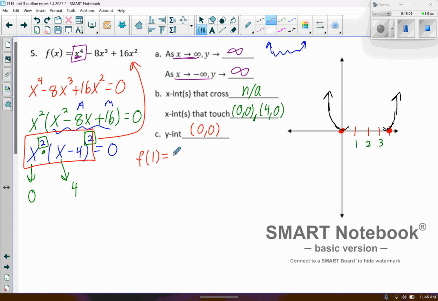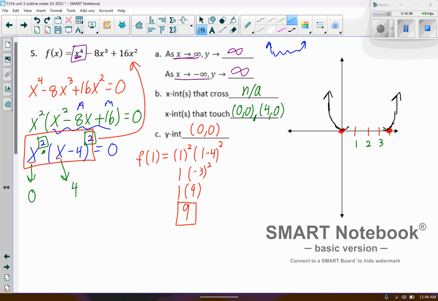So f of 1, I'm going to plug in 1 where I see x. So this is going to be 1 squared times (1 take away 4) squared. So then let's see, that would give me 1 times negative 3 squared. And negative 3 squared becomes positive 9. 1 times 9 is 9. So at 1, oh boy, I'm way up there. So this is going to be kind of interesting.